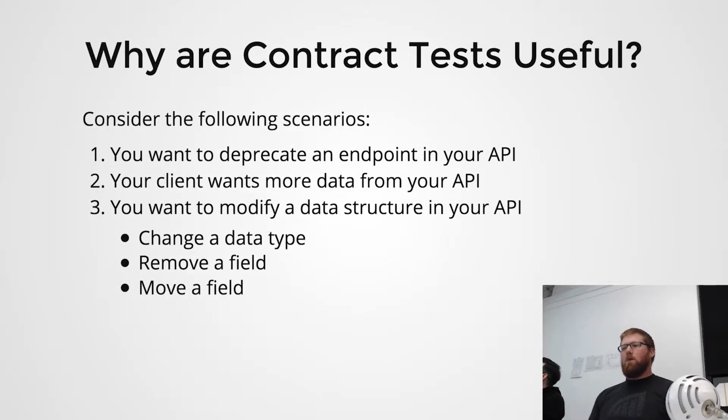And then why are they useful? The following scenarios are usually really manual or really difficult without contract tests. Consider you're writing your API and you want to deprecate an endpoint. What do you do? You look through all of the source code of all of your libraries that use it. You look through all the source code of all of the other applications that use it. You send emails to the people who wrote the applications that use it and say, hey, do you actually use this thing? And they say, I don't know.